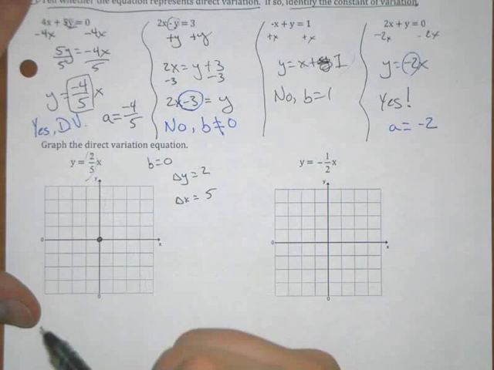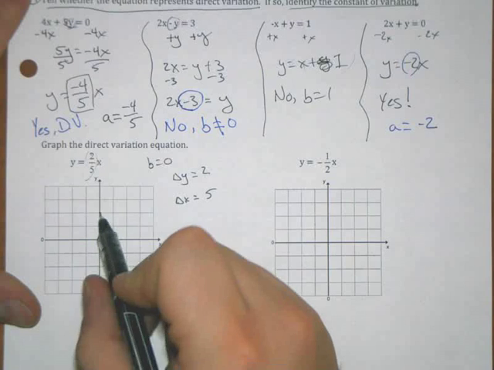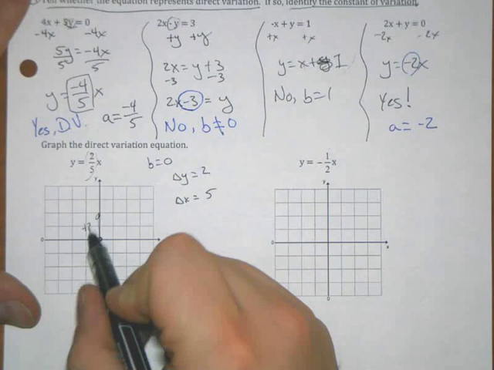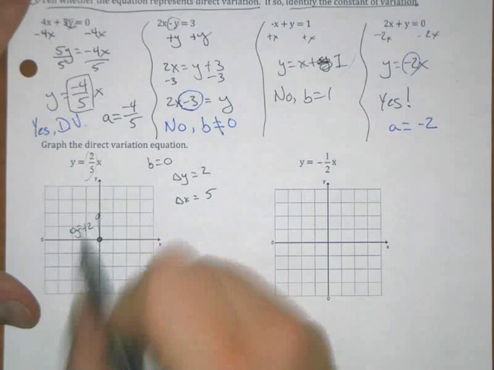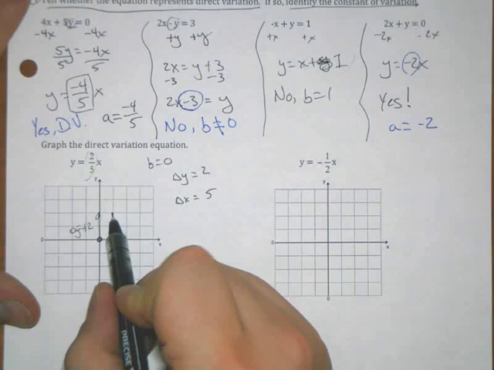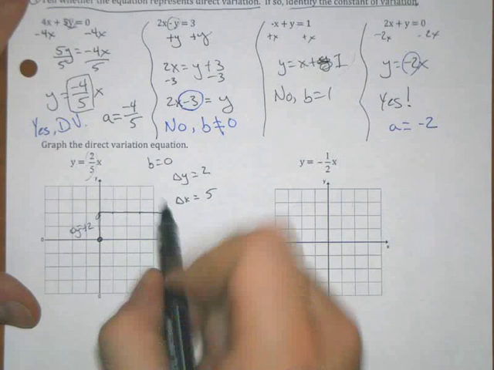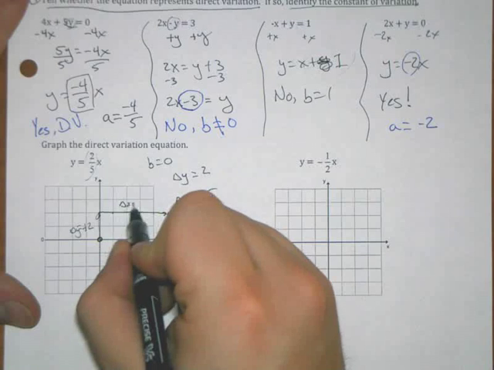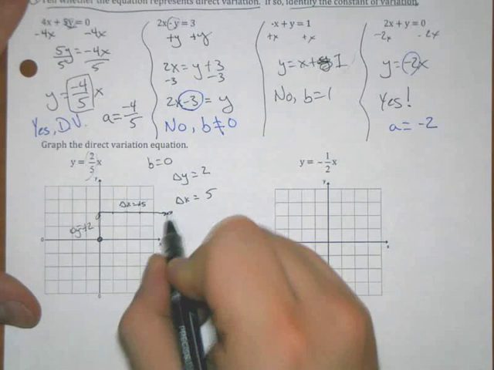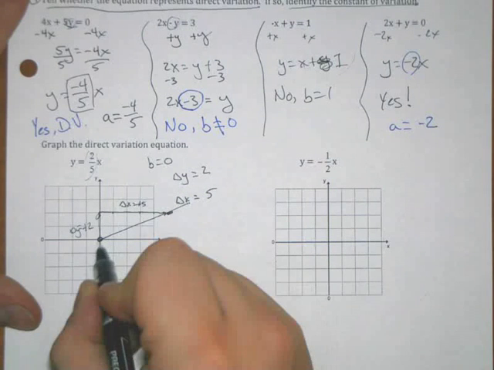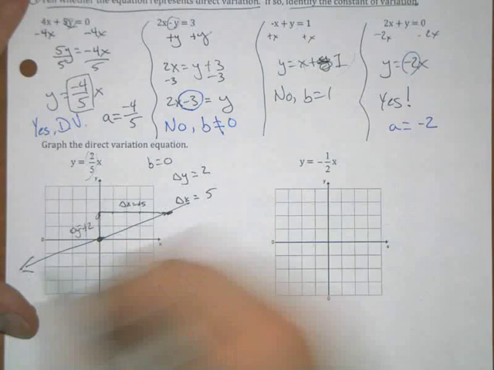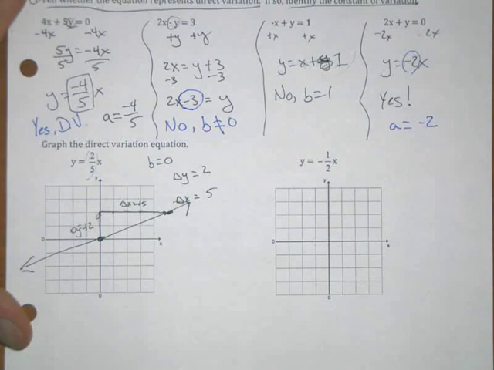So I know that slope is change in y over change in x. So I'm going to go up 2, and I'm going to go to the right 5. 1, 2, 3, 4. I kind of have to go off paper a little bit. Voila.